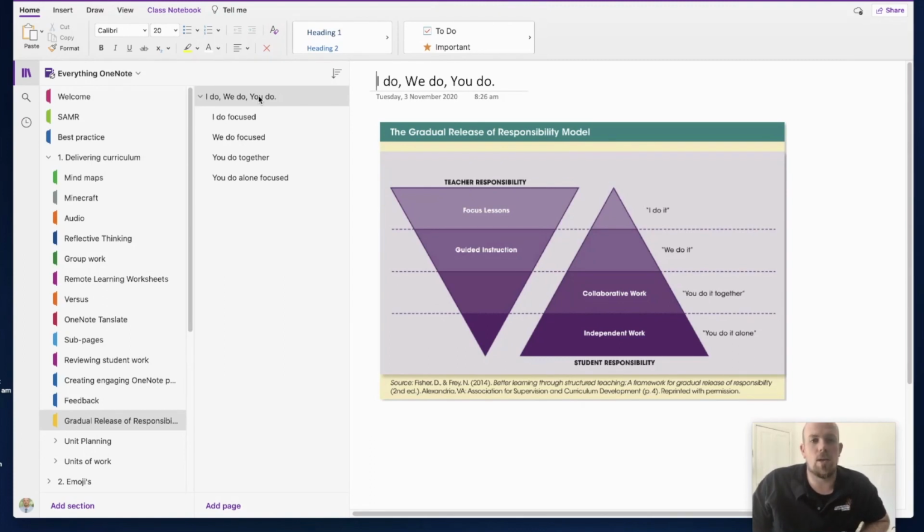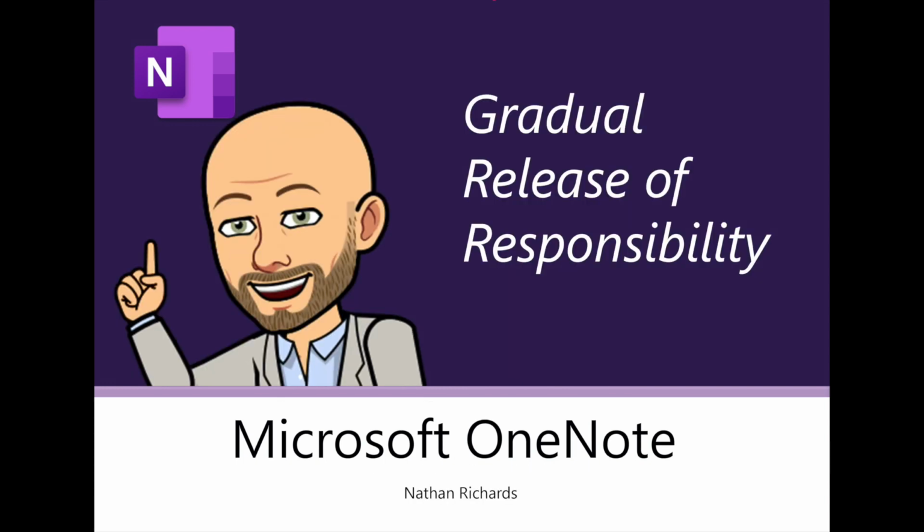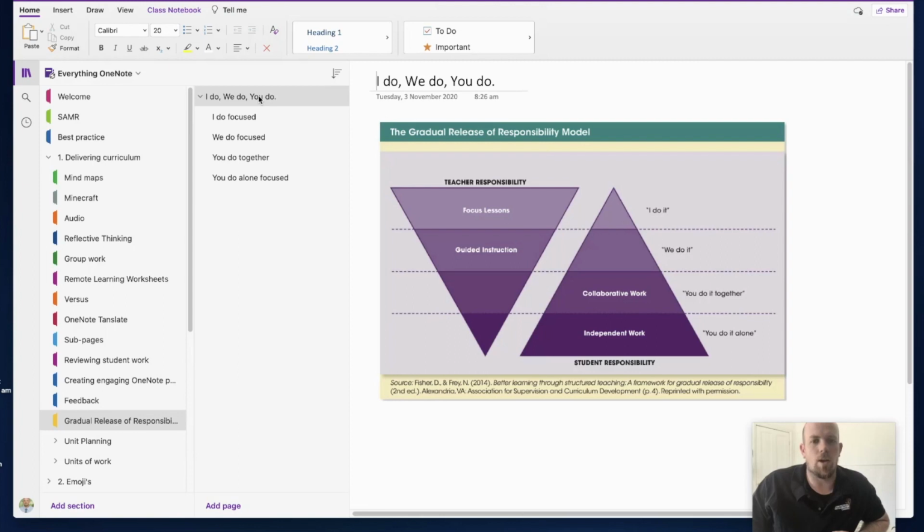Today I'm going to take you through how you might use OneNote to embed a model such as gradual release of responsibility. Okay, brilliant. Let's get stuck into it. Now, I'm not going to go into the model itself and the theories behind it. I'm just going to show you how I've used OneNote to implement it into my teaching practice.